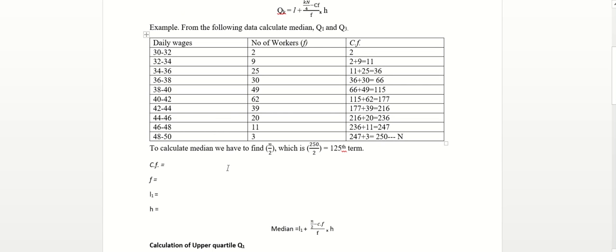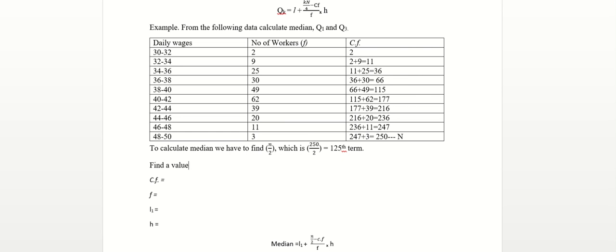Now the next step is to calculate median. So we are starting with median. The formula which we need to apply for median is N by 2. N is 250. 250 by 2 is the 125th term. So we need to find a value in CF which is greater than or equal to 125. So the value which is greater than 125 is 177.